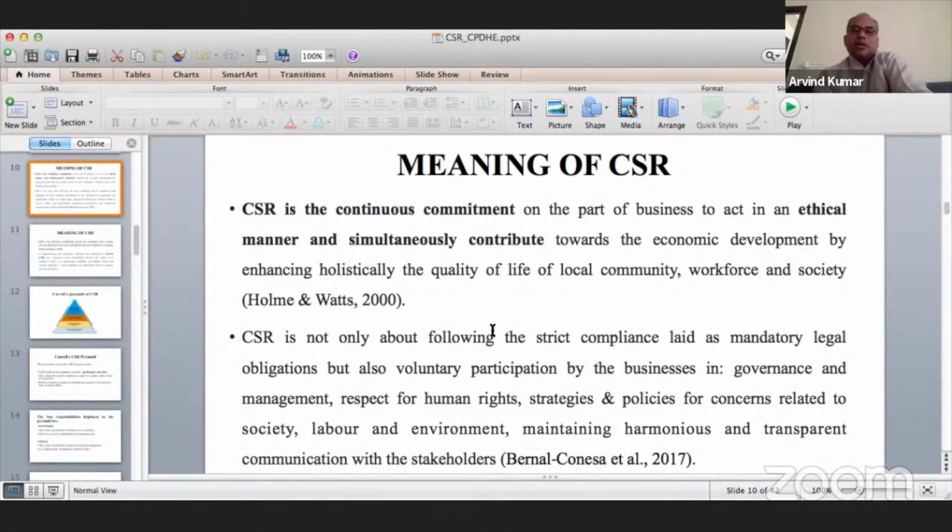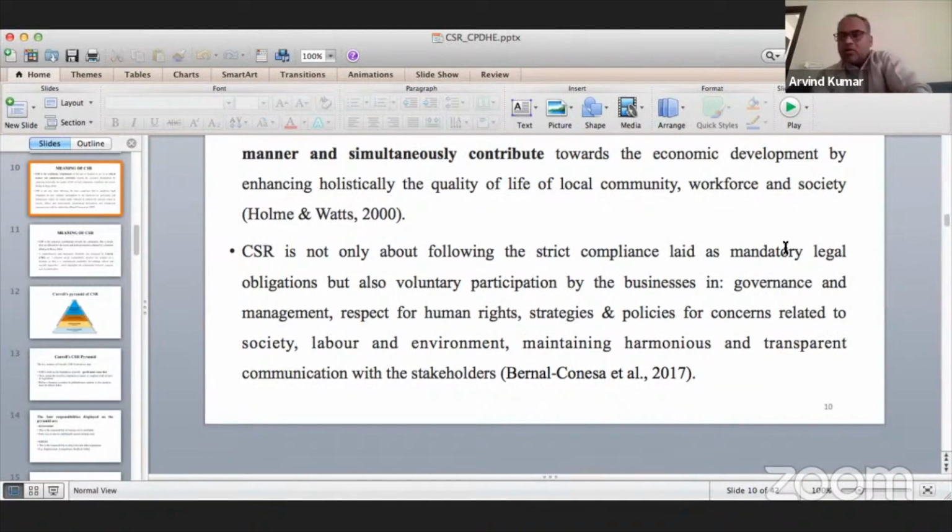The next important part is that CSR is not only about following strict compliance laid down as mandatory legal obligation, but also voluntary participation by business in governance, management, respect for human rights, strategies and policies, concerns related to society, labor, environment, and managing harmonious and transparent business practices. So that is the basic purpose. I'll also talk about the legal provisions in a few slides. India is the first country to come up with a law on CSR. In other countries, it's voluntary. I also strongly believe that though there is legislation in India, the more important part is that the practice of CSR must come from the heart.